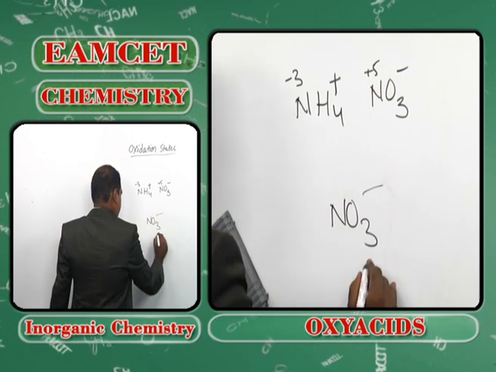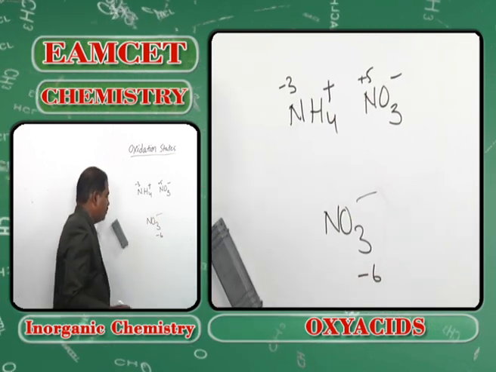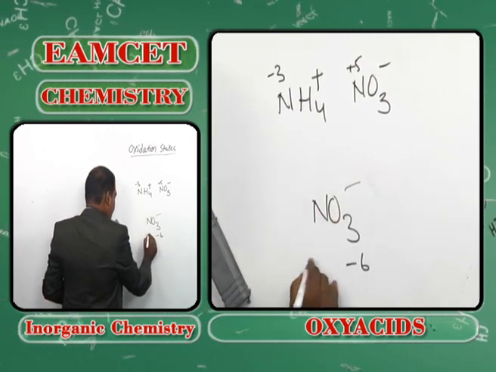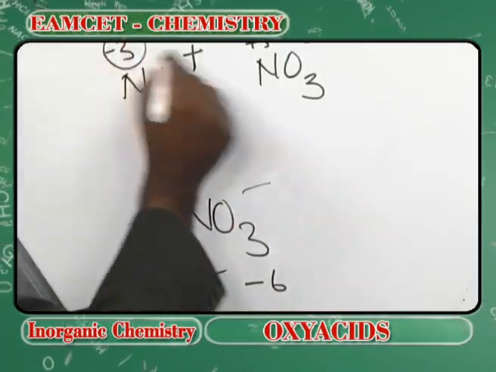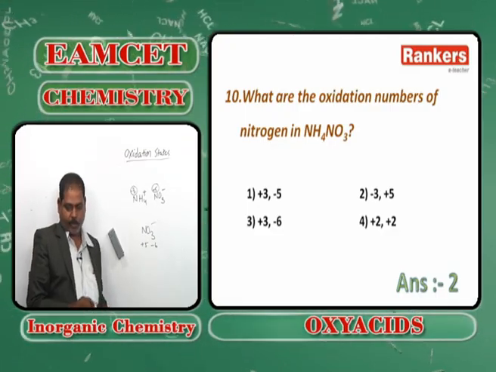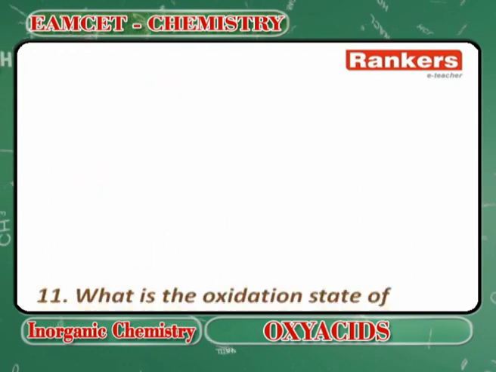NO3 minus. This is -6. 3 oxygens, -6. And the net value is -1, for which nitrogen can only be +5. So what are the oxidation numbers? -3, +5. The answer is the second option. Let's go to the next question.